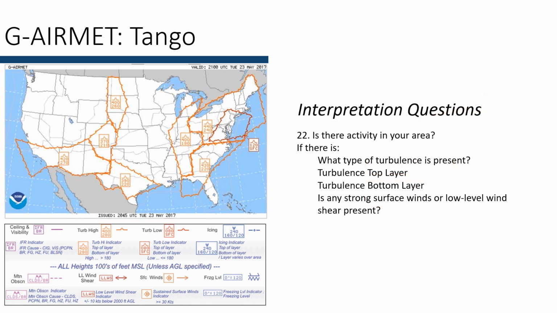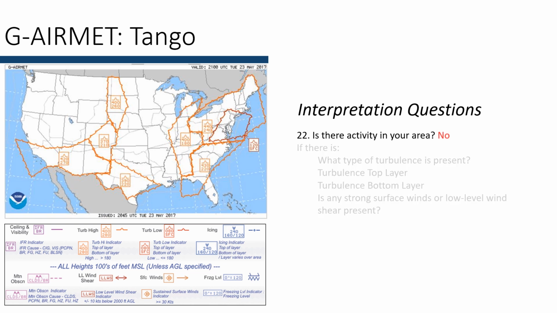This brings us to our next set of interpretation questions. Please read through the questions and write down your answers. Let's go over the answers. Question 22. Is there activity in your area? If there is, what type of turbulence is present? What is the top turbulence layer? What is the bottom turbulence layer? And is any strong surface wind or low-level wind shear present? The answer is no, there is not any activity in our area.